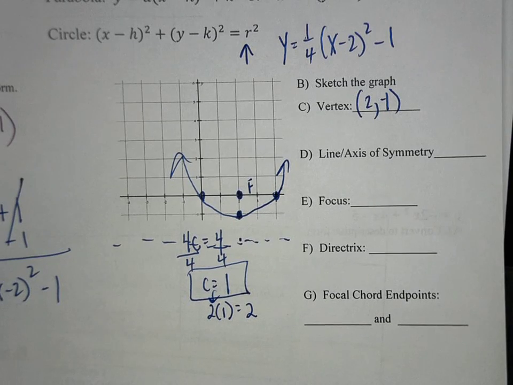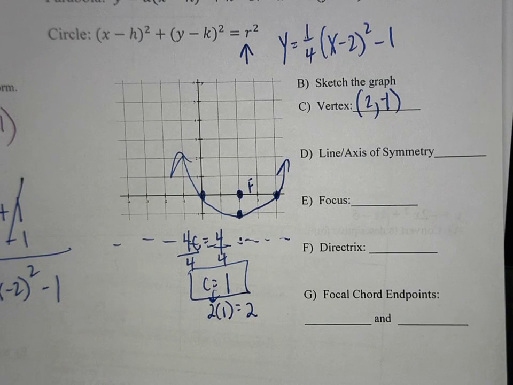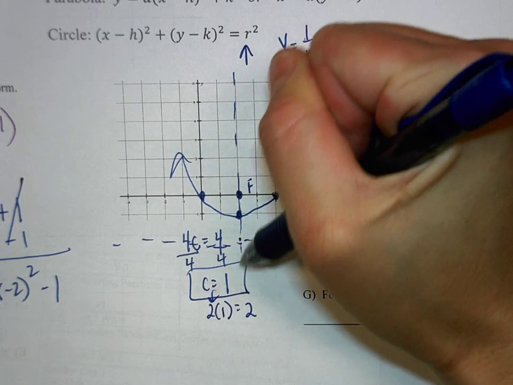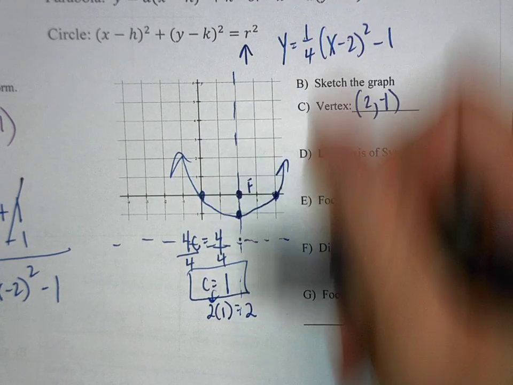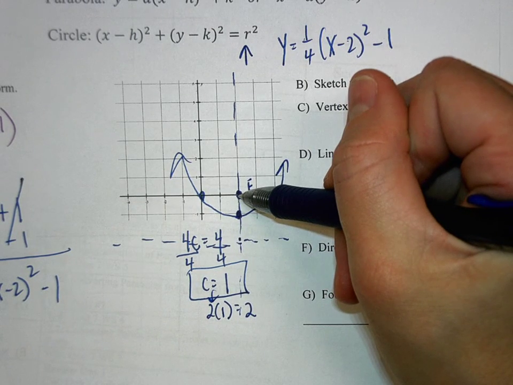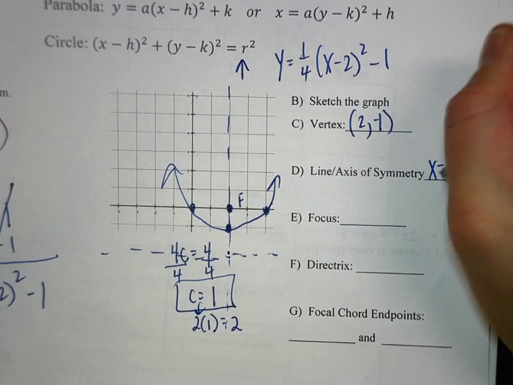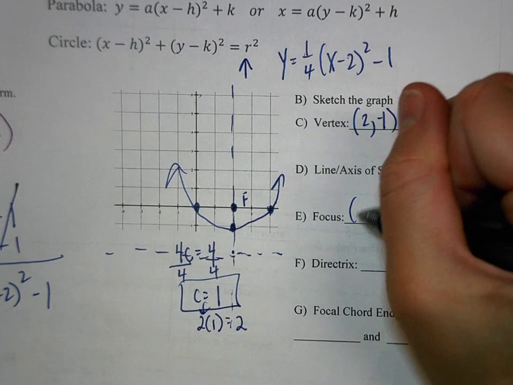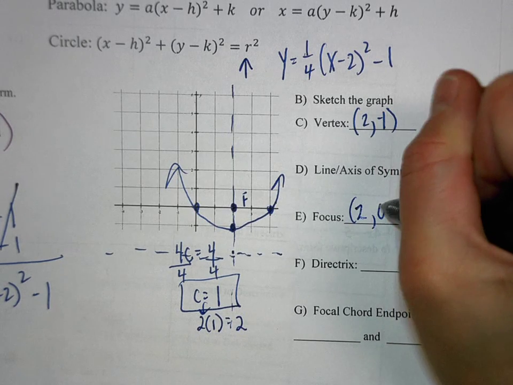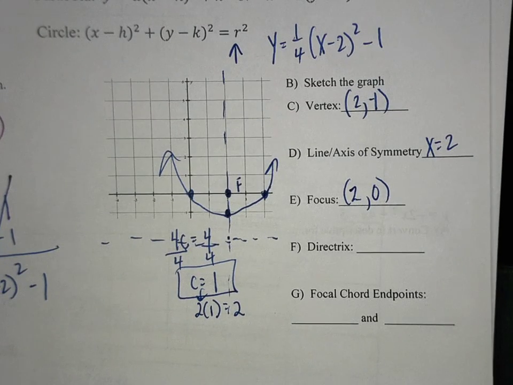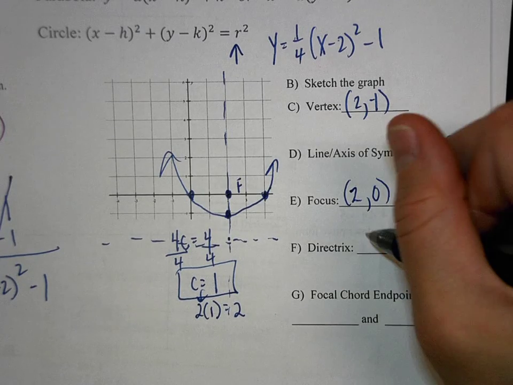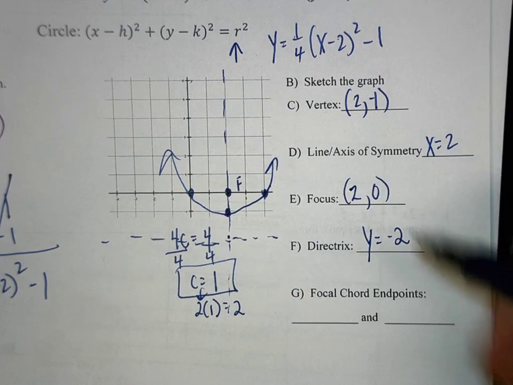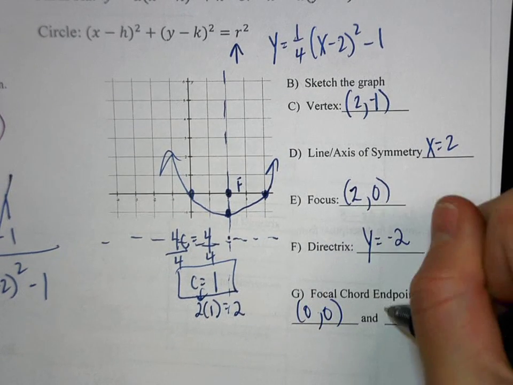Do you guys remember where the axis or line of symmetry is? Good. It's going through that vertex straight up and down. So the axis or the line of symmetry there, that is at x equals what? 2. The focus is that point, which is at what? (2, 0), good. The directrix is where? y equals -2, very good. And my focal chord endpoints are at what? (0, 0) and (4, 0).